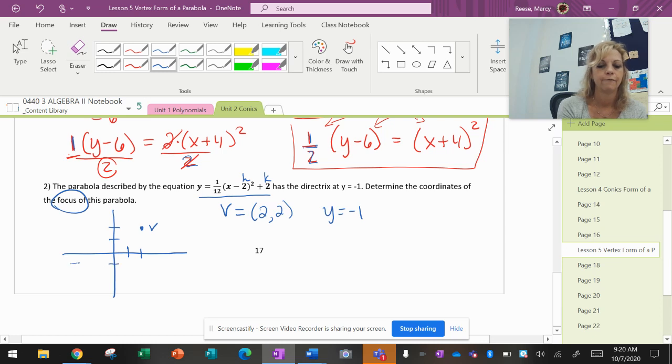And graph the y equals negative 1. And remember, the focus is going to be on the other side of the vertex. So I can tell right now it's looking like that, right? If I just do a rough sketch, no other points. So the focus has got to be inside here somewhere, right? So I count. I use the p-value.